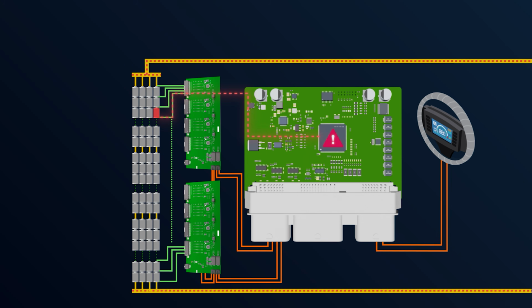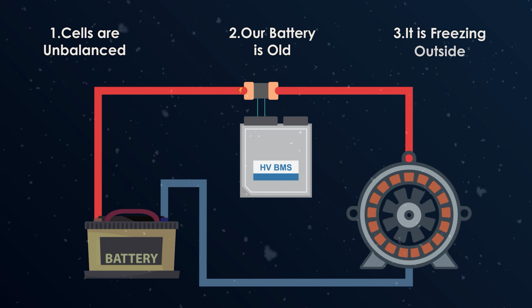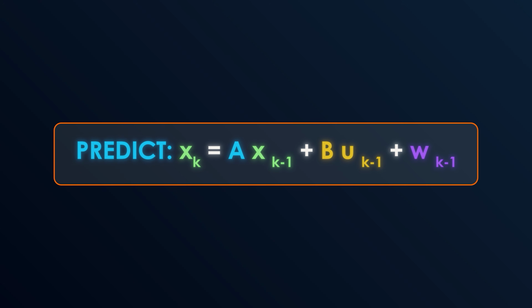So, in summary, we know both methods are basically useless if our cells are unbalanced, our battery is old, or it is freezing outside. So, what is the solution? We use math. But explaining that requires way more coffee and a much bigger imagination. So, let's save that for part 2.